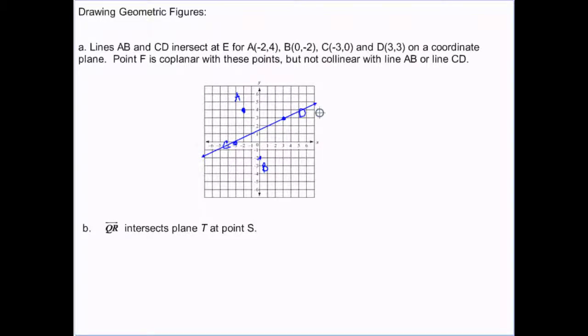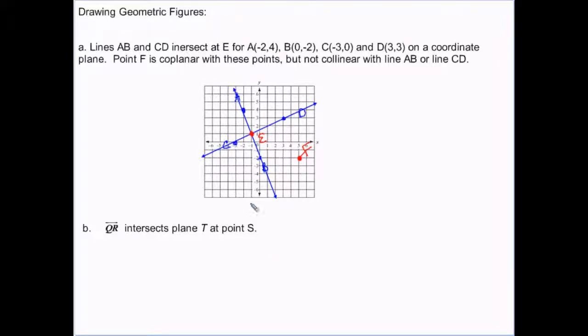There's line CD. There is line AB. And then it says that they intersect at point E, so we draw a point right where they intersect and we call it E. And then it says point F is coplanar, but not collinear with either line. That means that F can go anywhere else except on the line. So we could put F up here, we could put F over here, we could put F here, we could put F here. I'm just going to put it over here because why not?